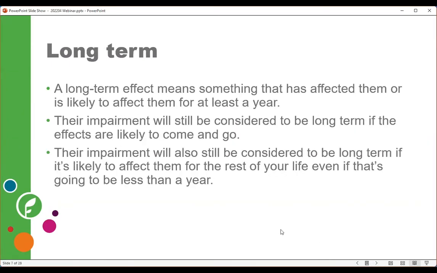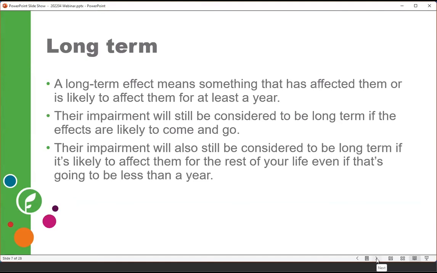And the other aspect, I suppose, of substantial is that it's long term. So something that has affected them is likely to affect them for at least a year, but their impairment will still be considered to be long term, even if the effects are likely to come and go. And also considered to be long term if it's for the rest of their life, even if that's going to be less than a year. So to approve a grant, you don't have to have a life expectancy of more than 12 months, for example.